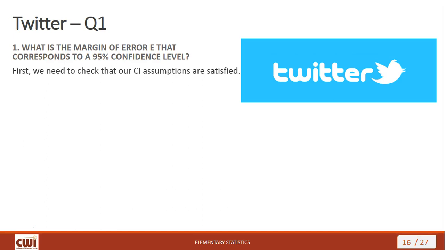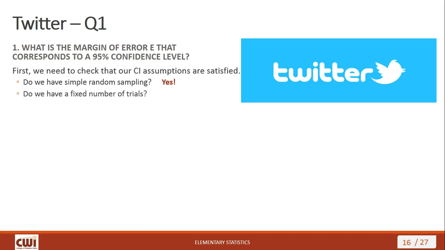First, let's check to make sure our assumptions are satisfied. Do we have simple random sampling? Yes, we do have simple random sampling.